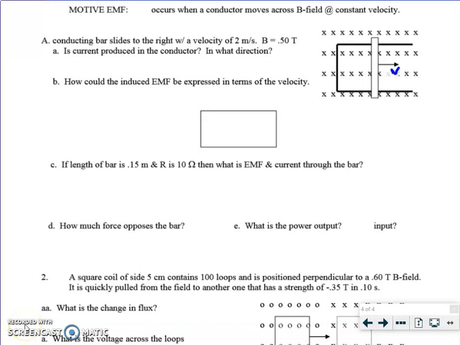Okay, so let's explain this really cool application of Faraday's law as it applies to a rail, a bar that moves along a rail in the presence of a magnetic field. And this is called motional EMF. Motional means we're moving something forward, EMF. Okay, so let's make sure we're clear what we have here.